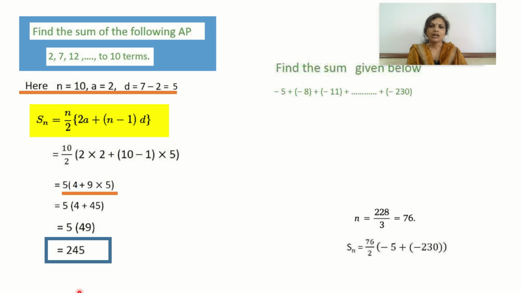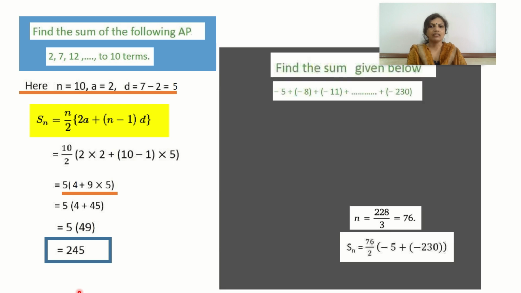Alright. Now the other sum which is mentioned here is actually the same as this sum, but the way of putting up the sum is different. Look at this, how they have put up the sum. Find the sum given below. We are given minus 5 plus minus 8 plus minus 11 and so on up to minus 230. So we have to find the sum of all these terms.